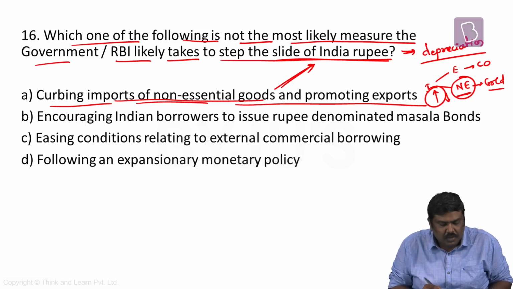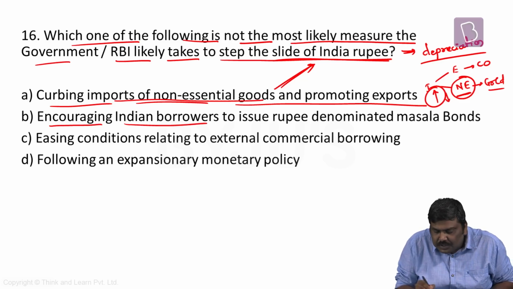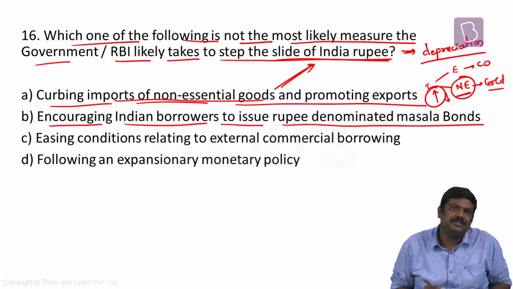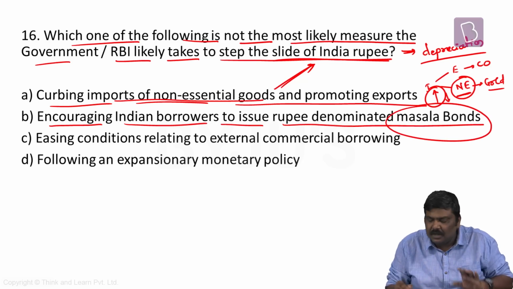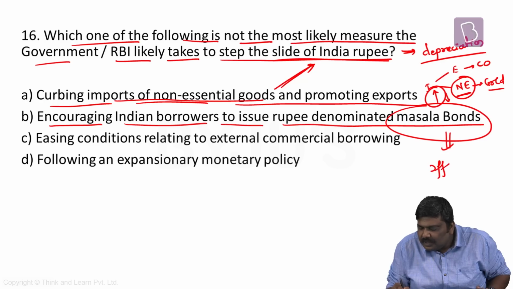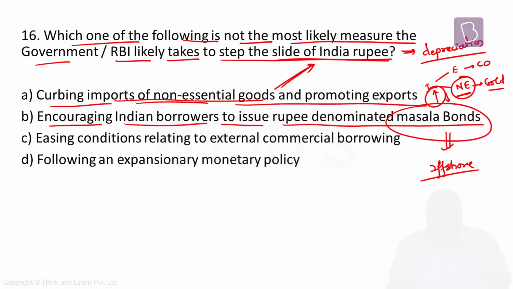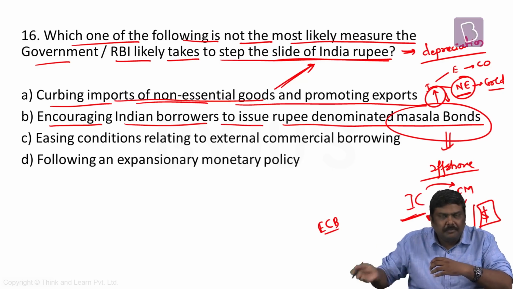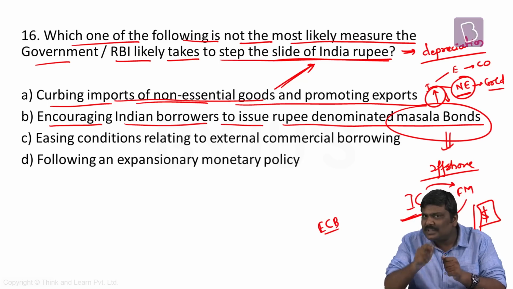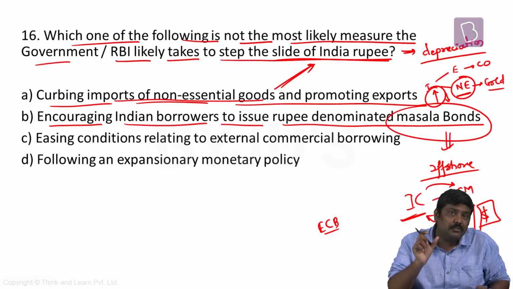Definitely yes. Second, encouraging Indian borrowers to issue rupee denominated masala bonds. These masala bonds are nothing but offshore instruments. That is, an Indian company will go to the foreign market, issue these securities and collect money. But more importantly, the money they have collected is in the form of rupees, not dollars. Usually, under external commercial borrowings, Indian entities borrow in dollars, whereas in the case of masala bonds, Indian companies borrow in rupees.